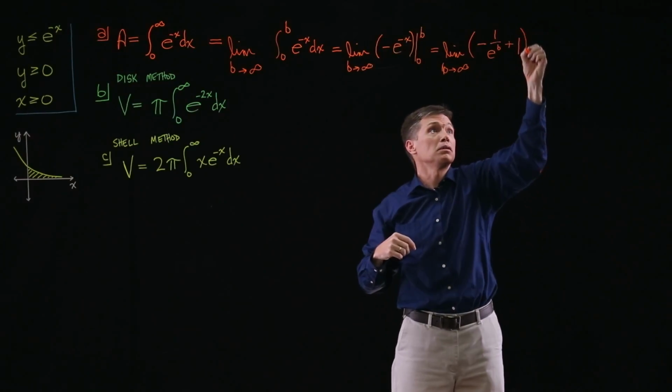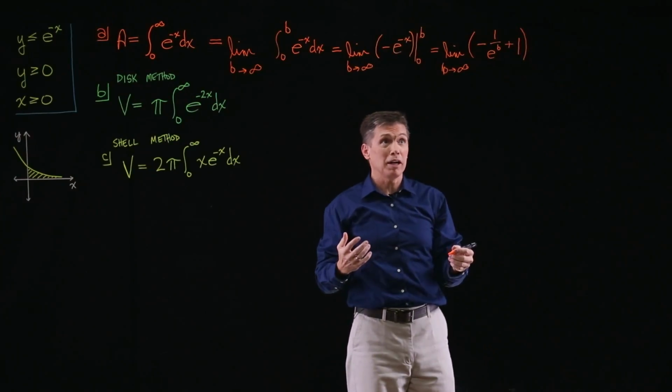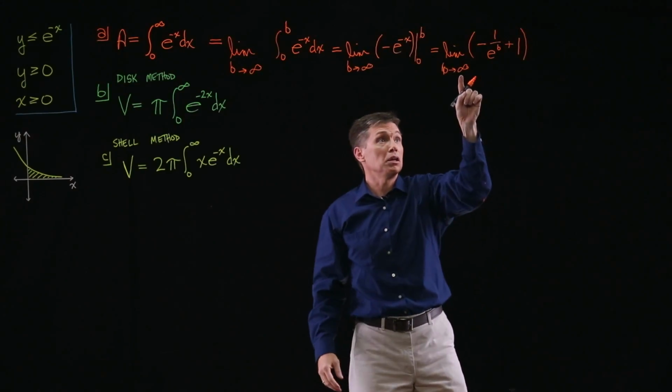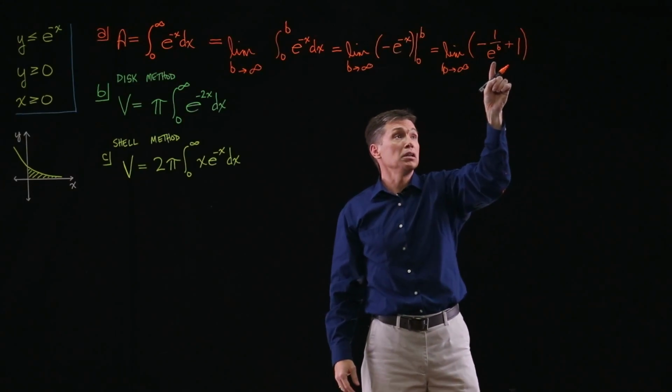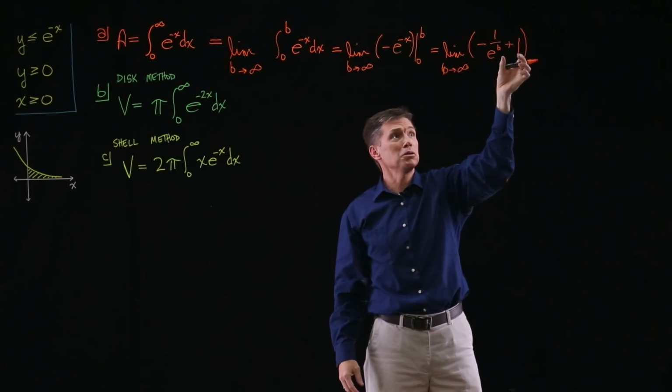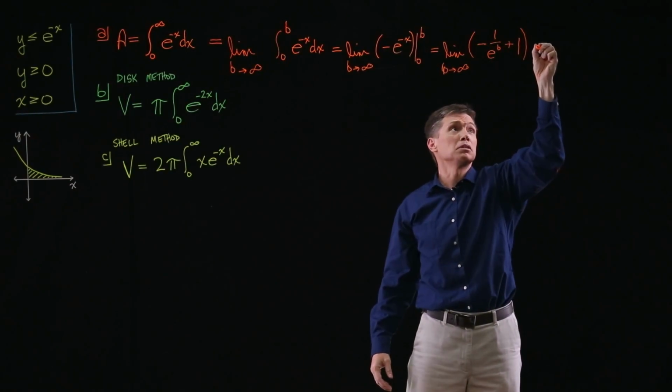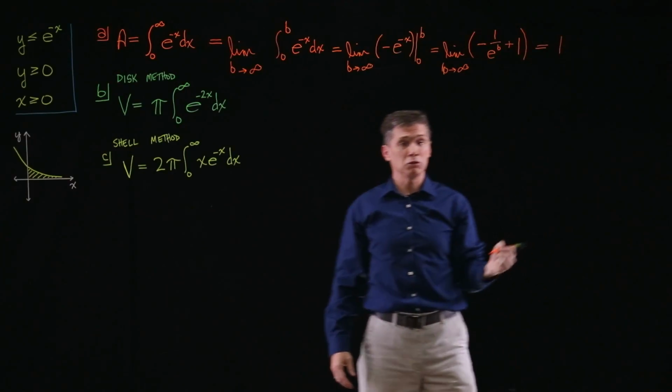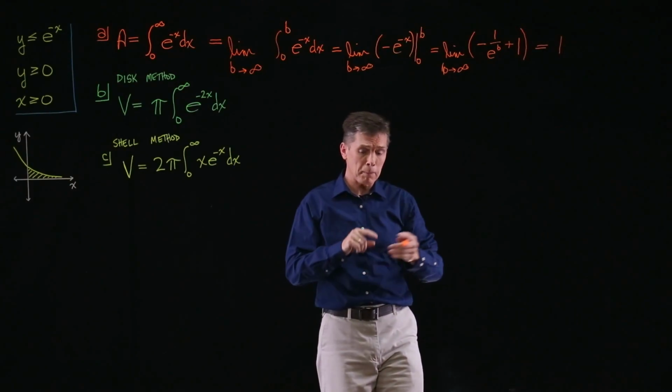We're almost done actually, because now we get to do the limit. As b goes to infinity, this denominator goes to infinity, which means the overall fraction goes to 0, and all you're left with is the 1. So our answer for that area equals 1.